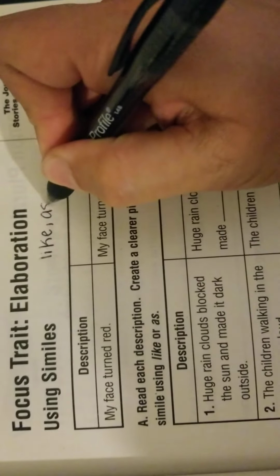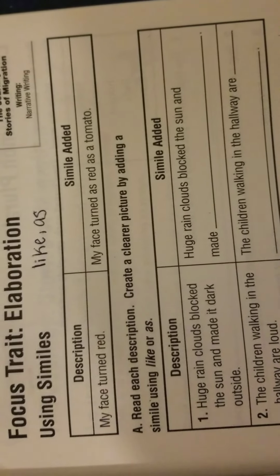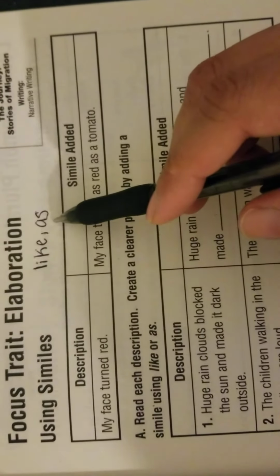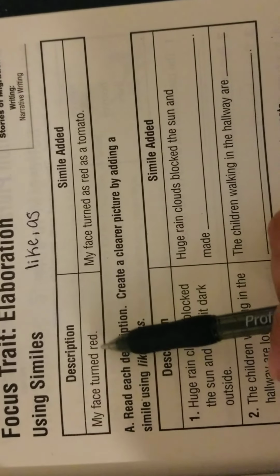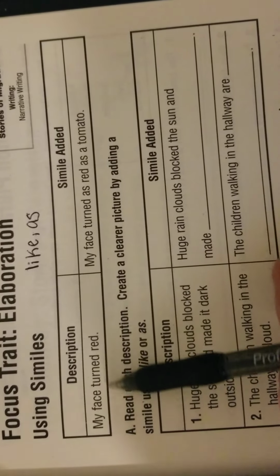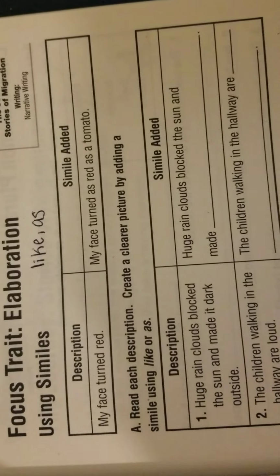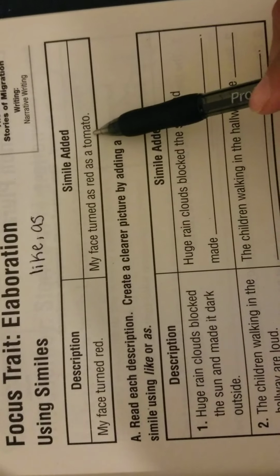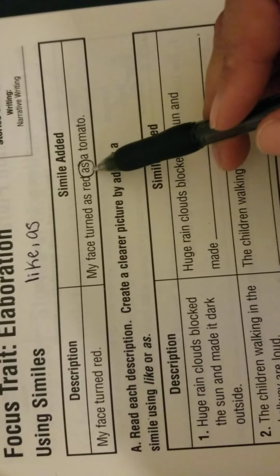Like or as. Okay, we can compare two things that are not the same, but we can compare them using the word like or as. For example, right here, my face turned red. Think of something that is also red, like a tomato. So now your face and tomato are not the same. They're different, but you can compare them using the word as. My face turned as red as a tomato, okay? So that's what we're going to be doing today.